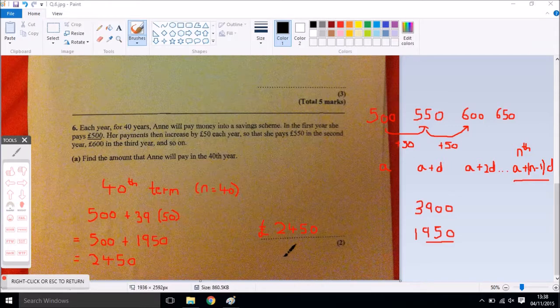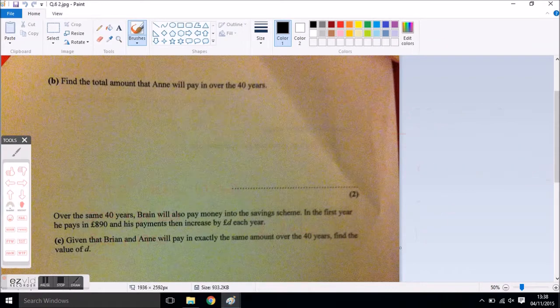Okay, so let's move on and let's have a look at the next part to this question. Okay, this is all going to disappear now. So let's move on to the next part of the question. Okay, so it says find the total amount that Anne will pay in over the 40 years. Right, okay, so what that means is, what you're doing now is you're using the sum to the n terms.